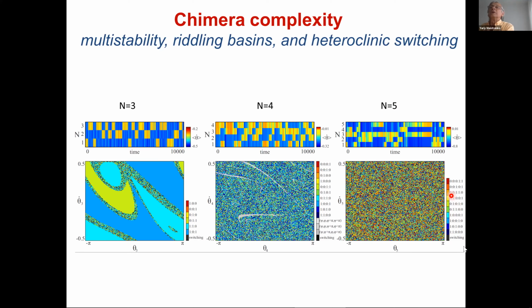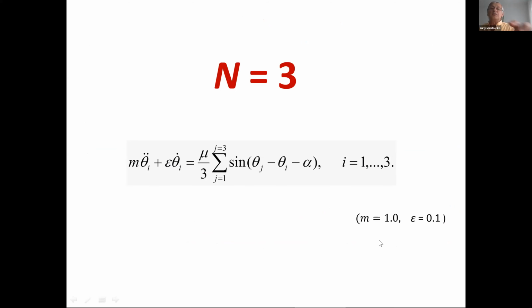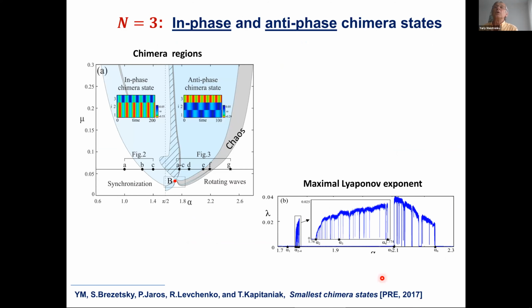Then I will start with n equals 3, in a few slides, with reference to a paper from 3 years ago. What we found there were two types of chimeras. In-phase chimera states: two oscillators are identically equal, and one rotates with a different frequency. And antiphase chimera, where two are in antiphase and one rotates with a different frequency. Here is the region of such chimera states, so they are very typical for this system.